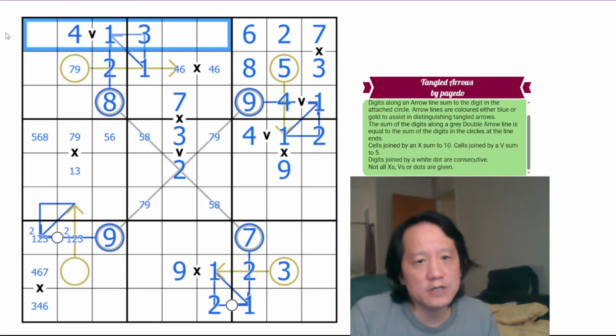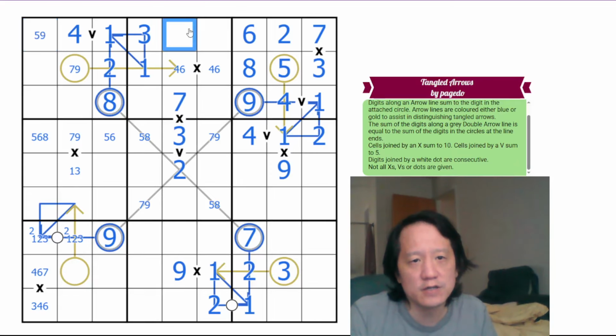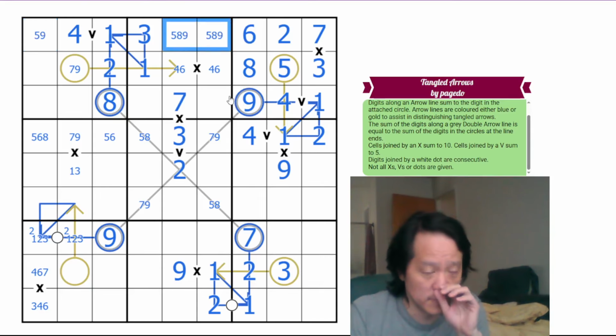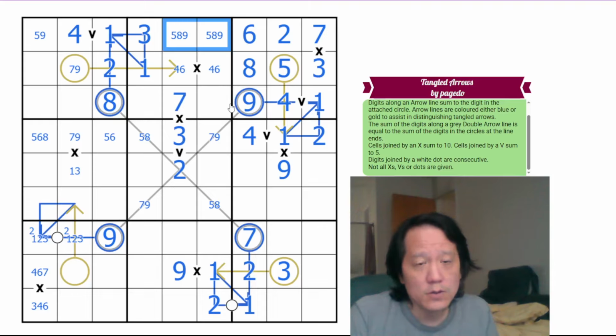Remaining digits in row 1: 5, 8, 9. 8 cannot be here, so this is 5 or 9. This is 5, 8, or 9. Where's the 9 in this box? Cannot be here. It must be one of these two. So that eliminates 9 in the rest of the rows.